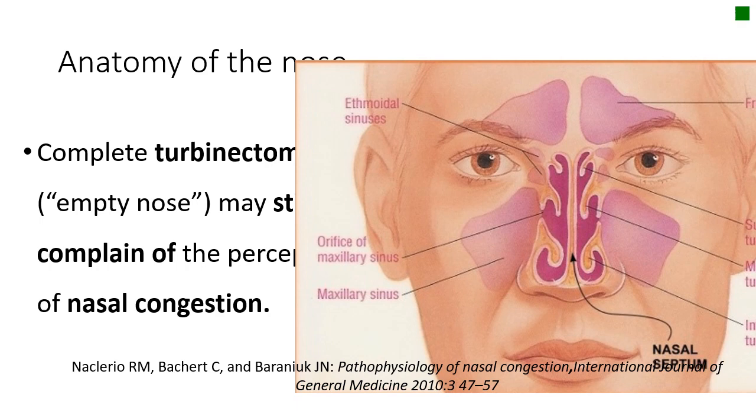Here is a close-up view of the turbinates. They have been marked by these white circles. The surgical operation involves removal or trimming of these particular bony structures and the associated tissues to perform a turbinectomy. And as we mentioned, even with this empty nose, as they call it, a person may still complain of nasal congestion.